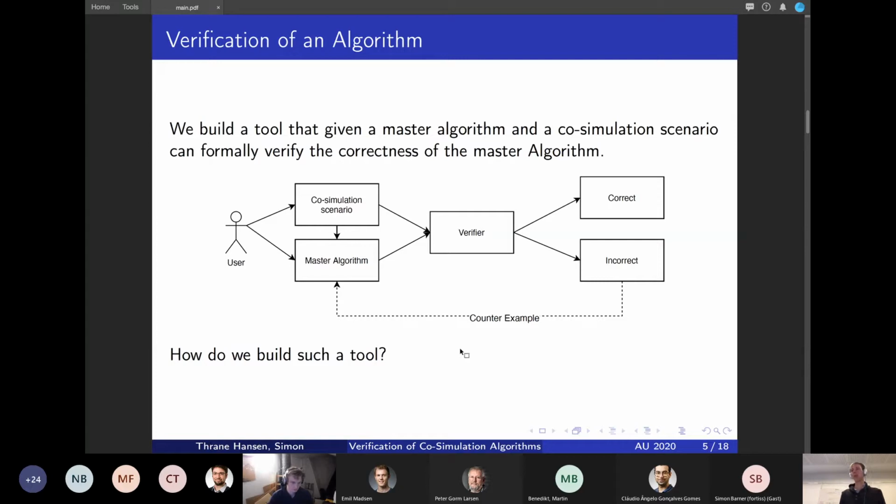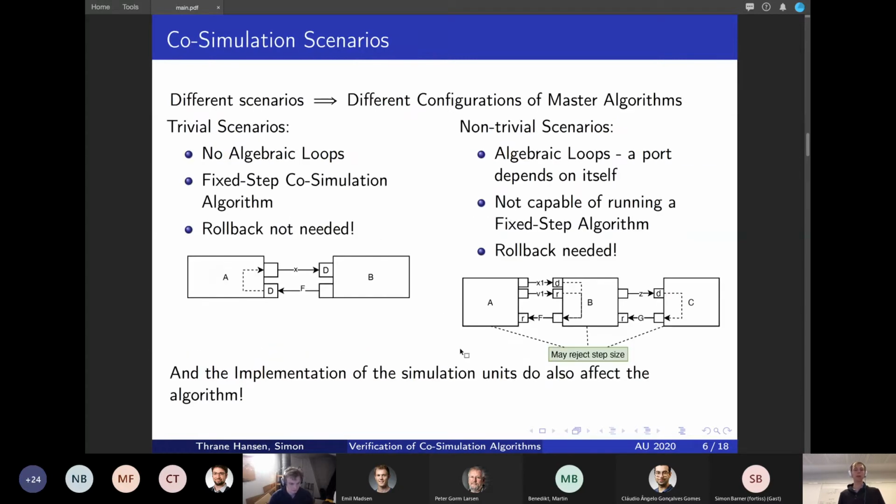But then we are left with the question, how do we actually build such a tool? First of all, as we talked about, different co-simulation scenarios require different configurations of our master algorithm. And we have these trivial scenarios where there is no algebraic loop. An algebraic loop basically means that a port of a simulation unit, or an FMU port, depends on itself. Trivial scenarios are also scenarios where a fixed step co-simulation algorithm can be used. So if this is the case, rollback is not a part of our co-simulation algorithm.